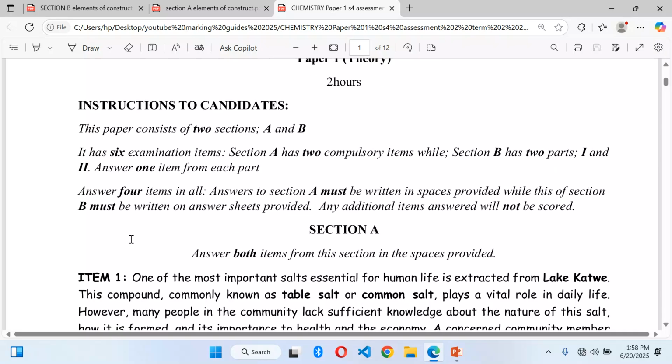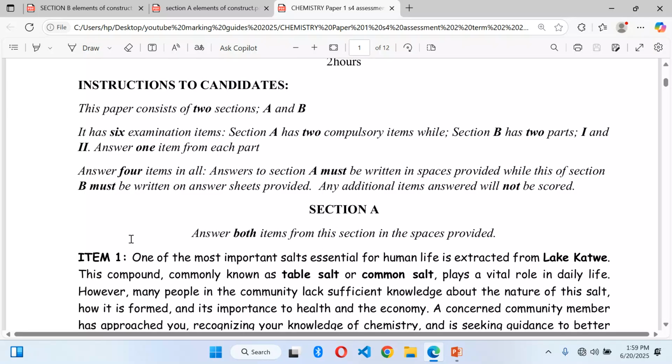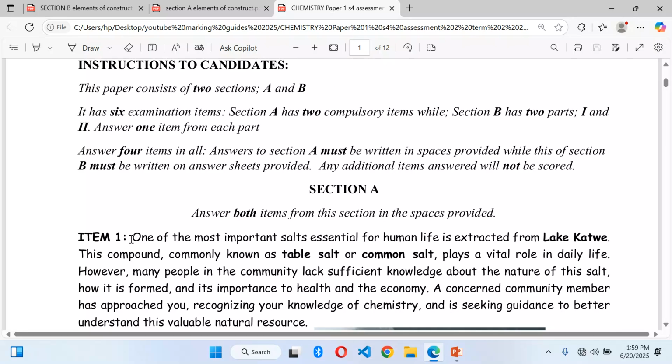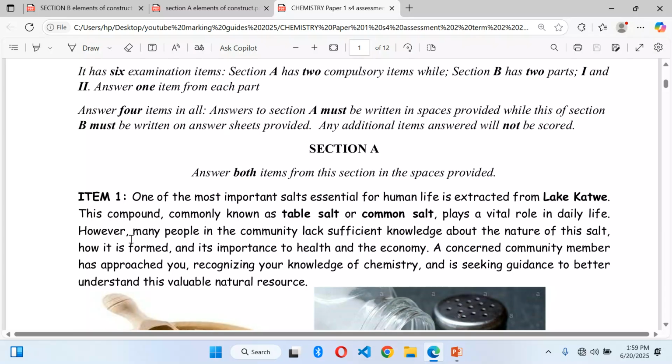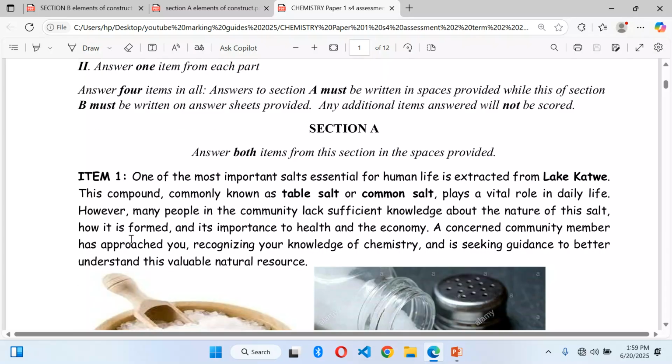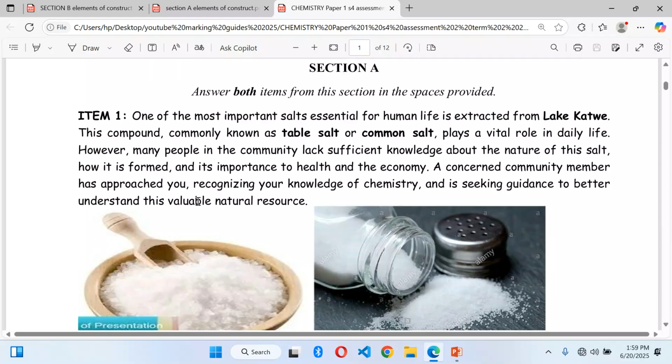Let's go direct to Section A. If you're a learner and you joined us, please don't forget to keep on pausing, read the question, and then first try by your own. Try it out, and then after that you continue, and you can be in position to score yourself whether you have passed the number or not. So in Section A, answer both items from this section in the spaces provided. Let's go through the scenario.